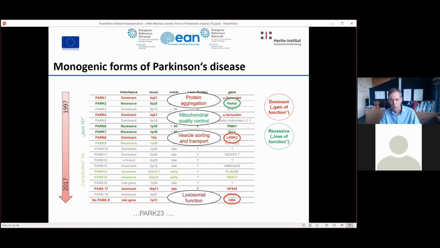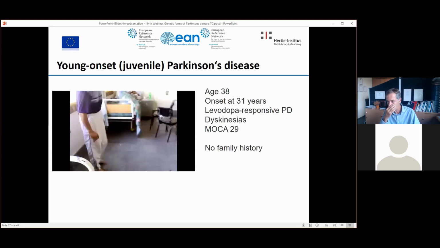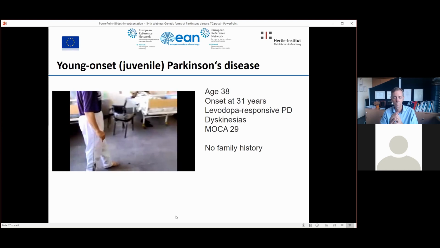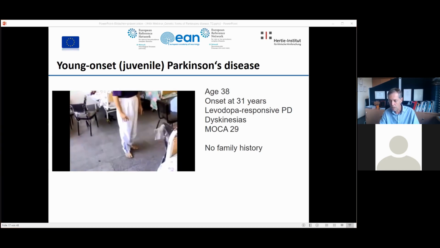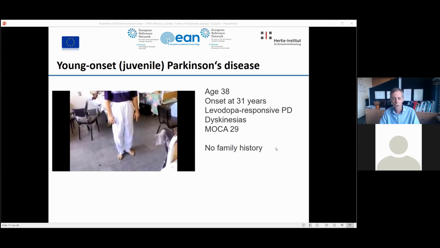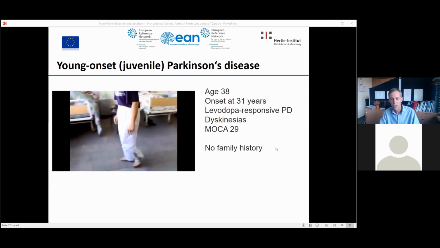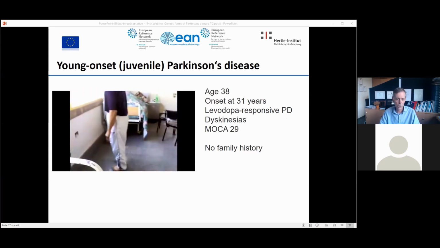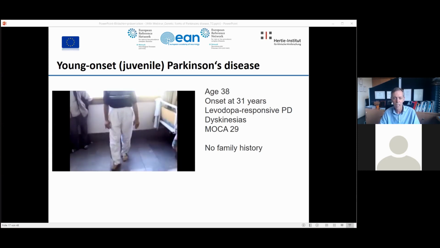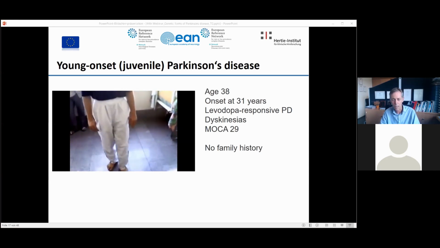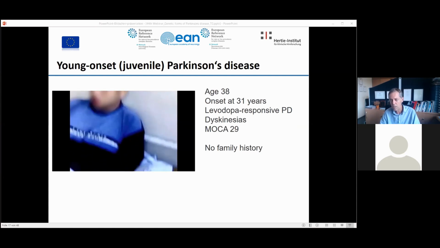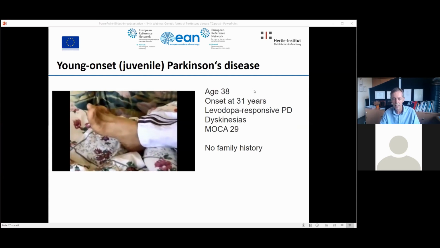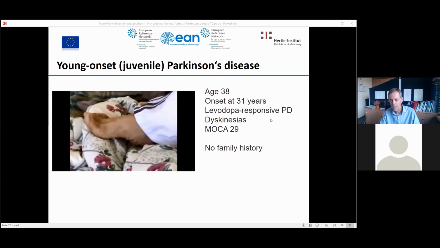All right, so I show you another example, case report. This is a patient who you can see looks quite different from the one that I showed you in the first instance. He's very young. You can see his face or part of his face in a minute. Here you cannot really recognize him, but you can see that he's very young. He's 38 at the time of the video. Onset of disease was 31.